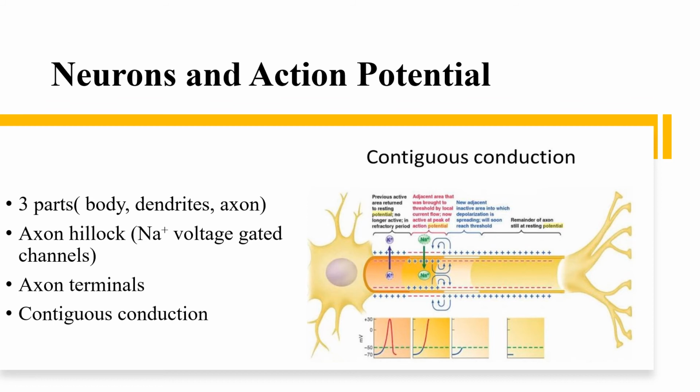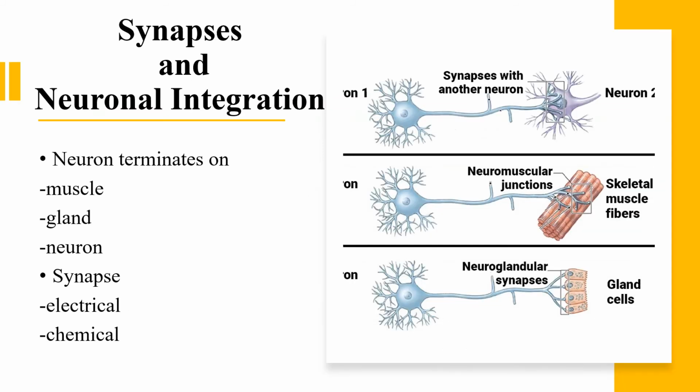and this is called contiguous conduction, which involves spread of the action potential along every patch of membrane down the length of the axon. When an action potential reaches the axon terminals, that's the ending of the axon, they release a chemical messenger that alters the activity of the cell on which the neuron terminates.